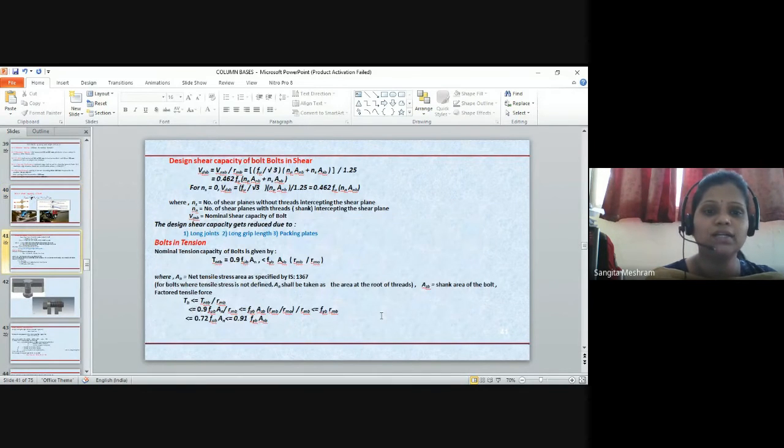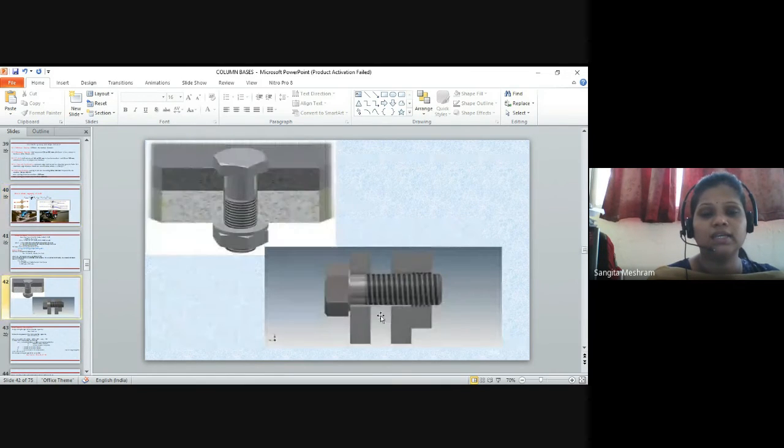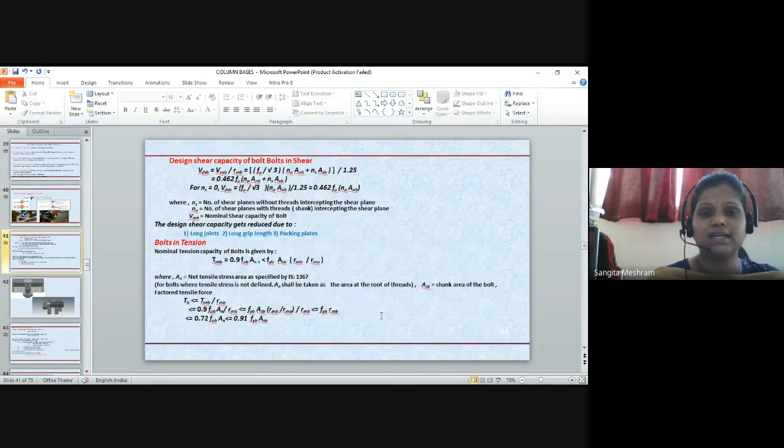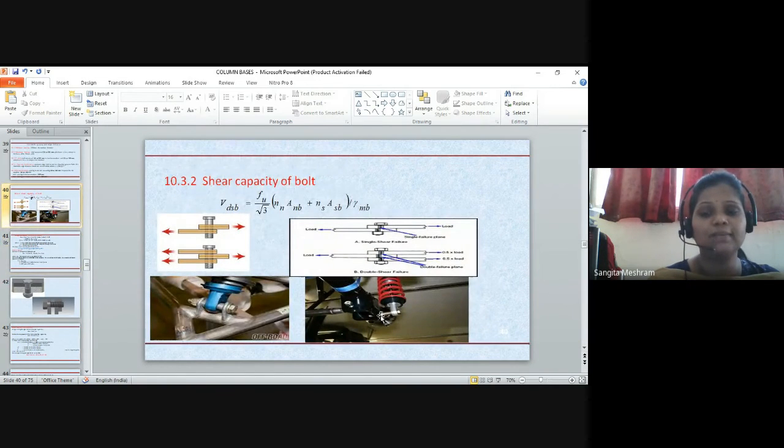What will ANB be? Reducing area. Okay, the threaded section means the area will be reduced there. So it is generally taken as 0.78 times pi by 4 d square. And NS is the number of shearing planes without threads. So ASB is related to that, and it is pi by 4 d square. The area of circle that you use, pi by 4 d square, we can use directly to find out the ASB value.